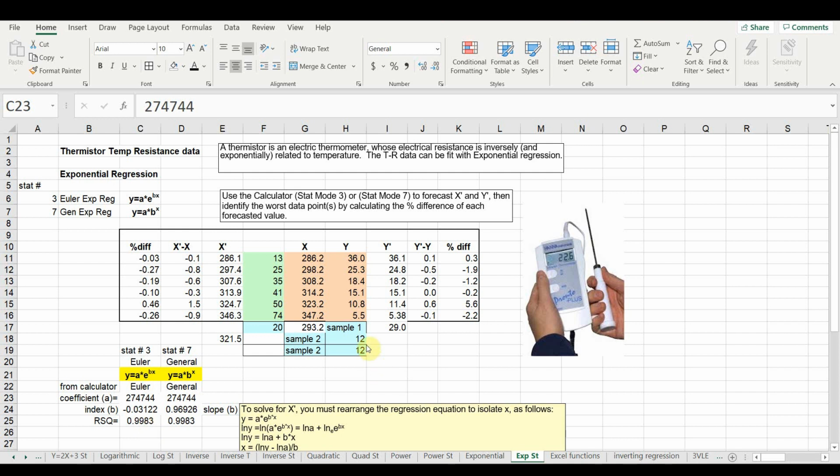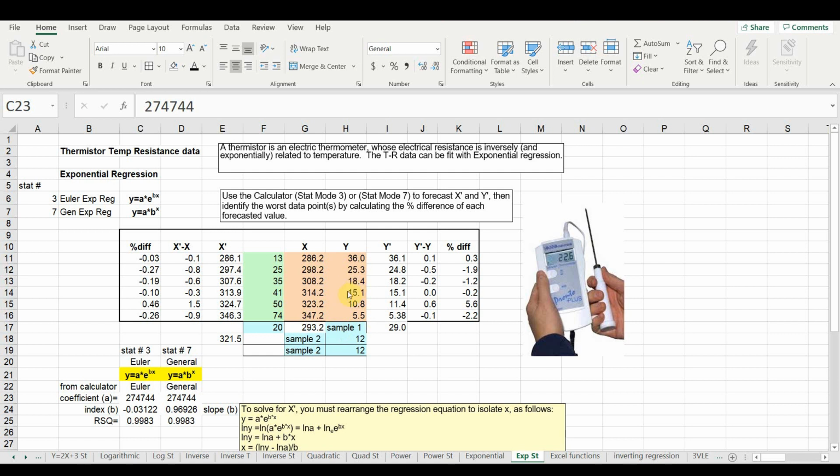How did your unknowns work out? For resistance of 12 ohms, we calculated 322 degrees Kelvin. Does that look right? Let's see, 12 ohms would be about here. Yeah, it's in the range. And for a temperature of 20 degrees C, or 293 Kelvin, it calculated to be 29 ohms. 293, it's about here. It looks right.